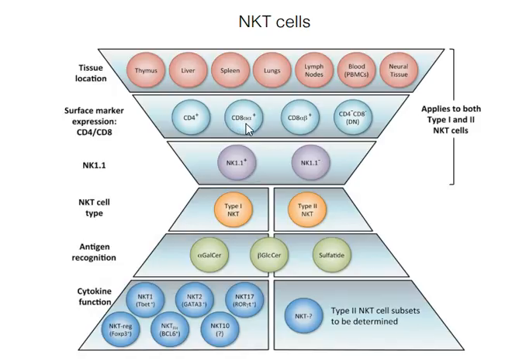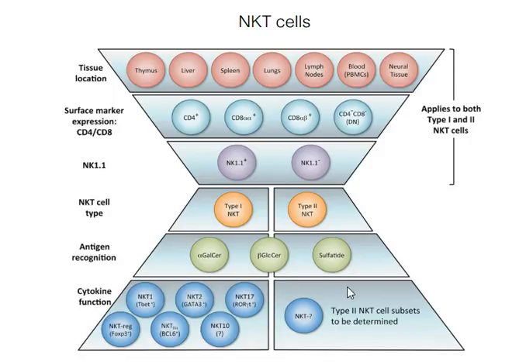CD4 plus, CD8 alpha alpha plus, CD8 alpha beta plus, CD4 minus, CD8 plus, double negative. CD4 minus, CD8 negative, double negative. So what makes them different is that type 1 NKT cells only recognise alpha-gal Cer. Sorry, only type 1 can recognise alpha-gal Cer. And in type 1, there are many NKT cell subsets. So what we talked about before, 1, 2 and 17.